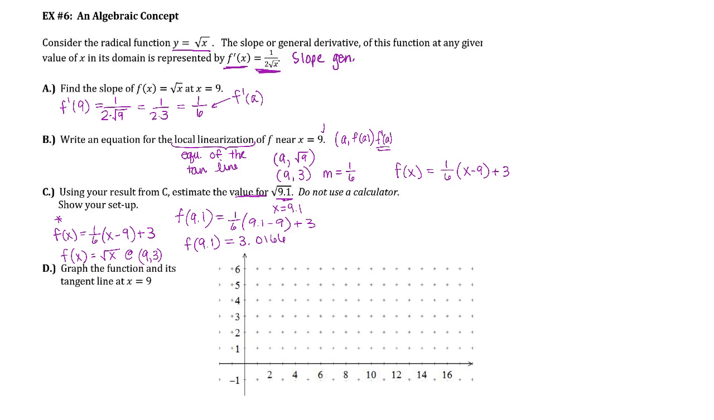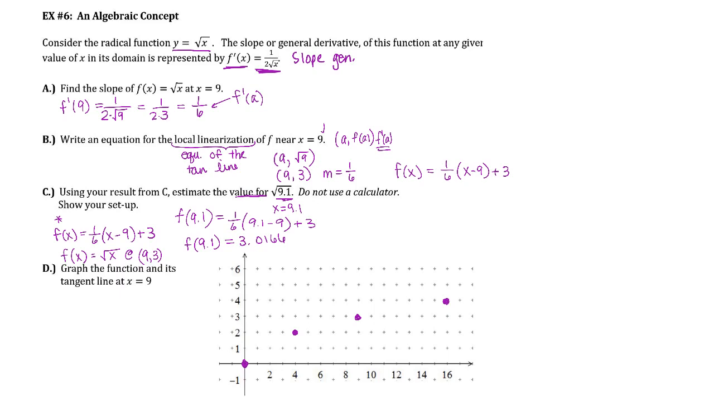All right, now in part D, they want us to graph the function and the tangent line at x equals 9. Now the square root function, hopefully we remember what it looks like, but if not, it's okay. We're just going to go through here picking some nice numbers. I'm going to pick 0 because I know the square root of 0 is 0. I'm going to pick 4 because the square root of 4 is 2. And let's choose 9 because the square root of 9 is 3. And let's go ahead and pick 16 because the square root of 16 is 4.